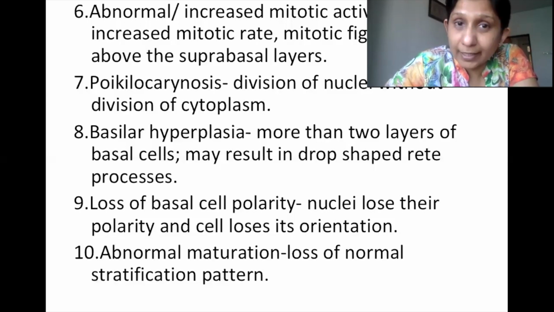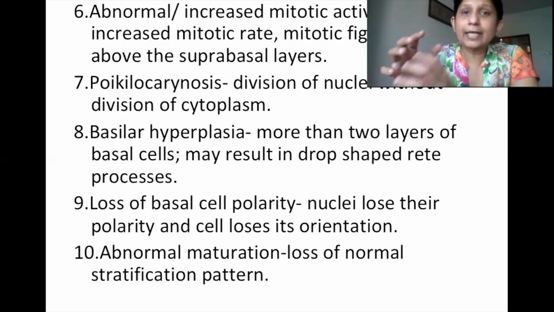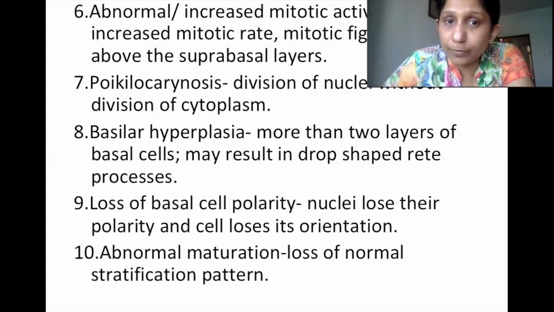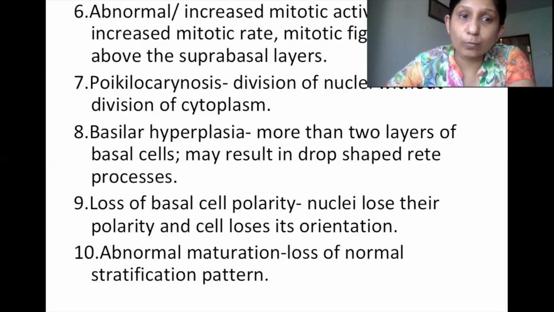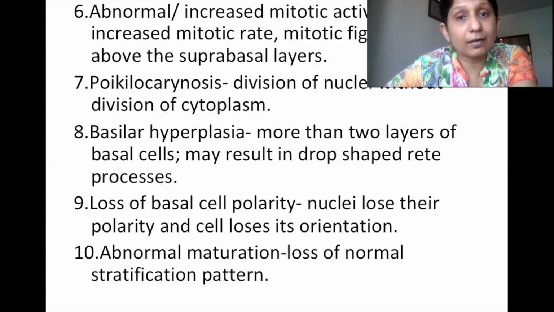Now, when you imagine a teardrop, we all know that a water droplet, when it falls down, has a large base and a small upper area. So a teardrop shaped rete peg is a rete peg where there is an increase in cellular proliferation at the lower border, and the upper border of the teardrop is thinner in nature. That can happen as a result of basilar cell hyperplasia. That means unequal division of basal cells in the basilar area can cause a teardrop shaped rete peg.